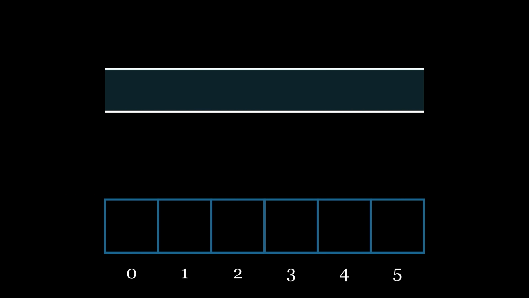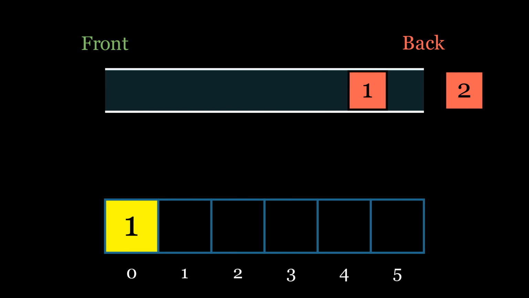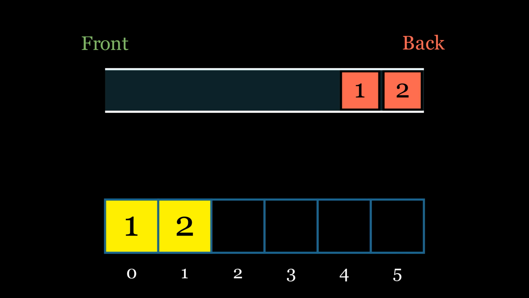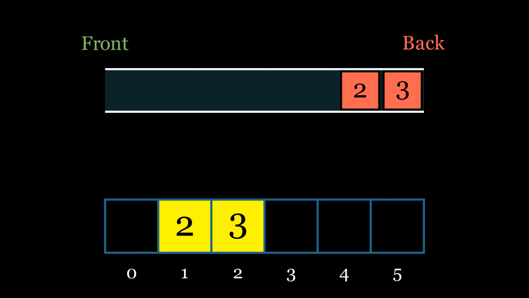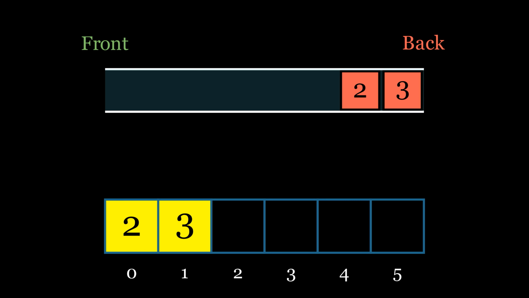Next, let's look at the implementation using arrays. First, we'll consider the naive approach. In this case, enqueuing means appending elements to the end of the array, which is a constant time operation. However, dequeuing involves removing the element from the first position. This operation is a linear time process due to the need to shift all subsequent elements to fill the gap.